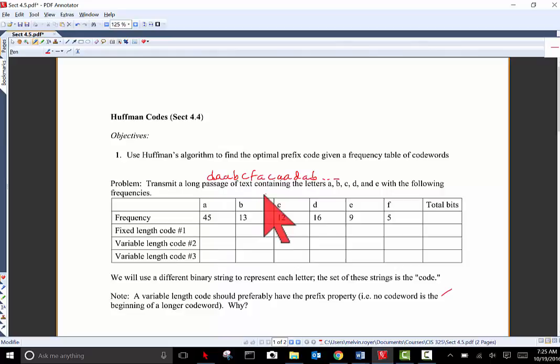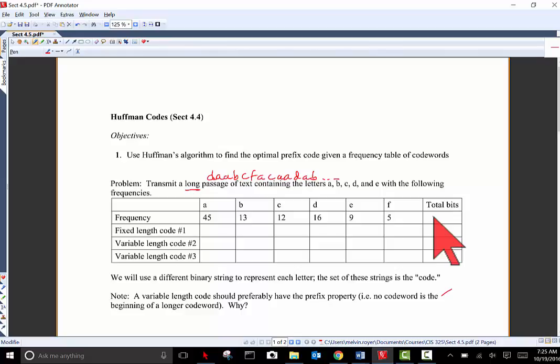We want to send this over a binary channel, which means we want to convert this string of letters to a bit string of zeros and ones. And because the passage is long, efficiency is an issue. And so we would like to come up with some way of coding these letters that minimizes the total number of bits that needed to be transmitted over the channel.